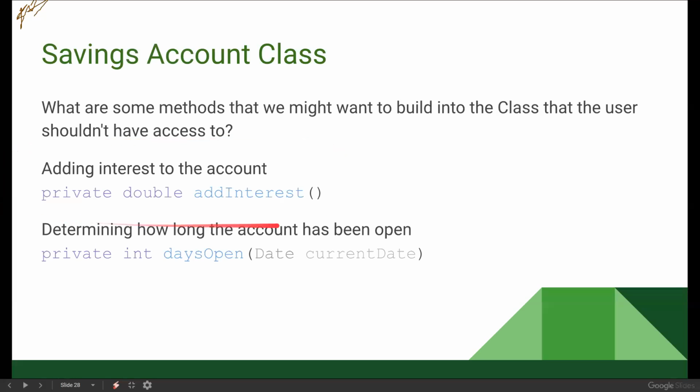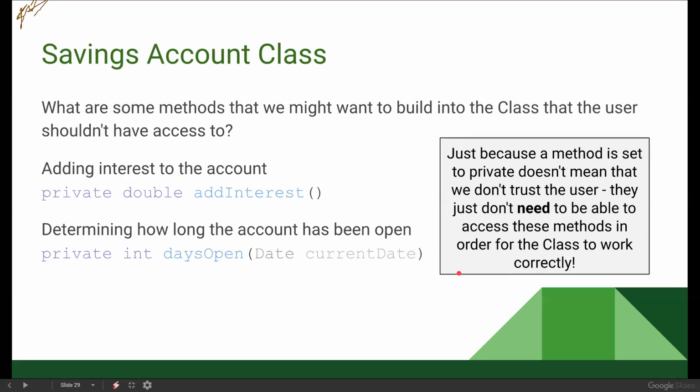So that's some functionality that we should be building into our class, but the user doesn't need to have access to it. And something else we could do is find how long the account has been open. The user doesn't really need to know that information. They can if they want to, but they don't need to be able to call that method. And just because a method is set to private doesn't mean we don't trust the user. All it means is that they don't need to be able to access those methods in order for the class to work as we want it to.